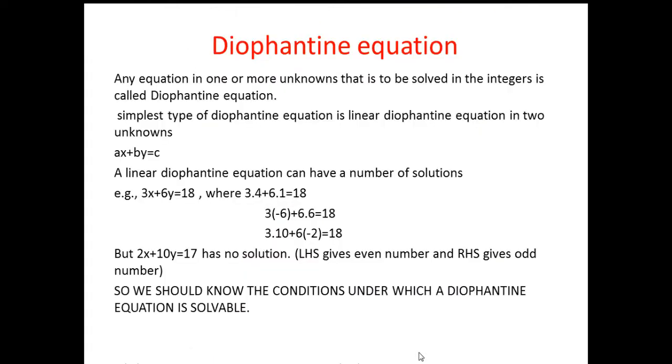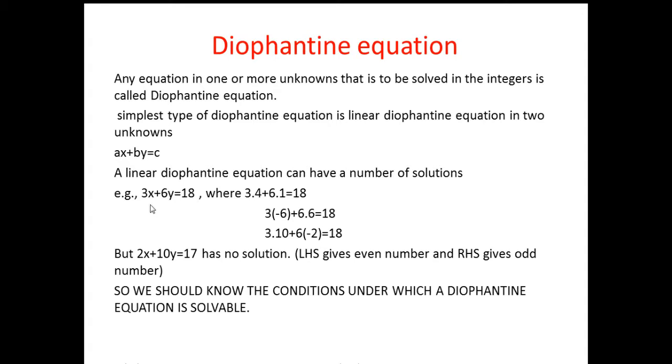The next very important result is the Diophantine equation. It is named after the mathematician Diophantus. Any equation in one or more unknowns that is to be solved in the integers is called a Diophantine equation. The simplest type of Diophantine equation is the linear Diophantine equation in two unknowns, like ax + by = c. Now we want to find the solution of a given Diophantine equation. A solution of this equation means values of x and y which satisfy this equation.